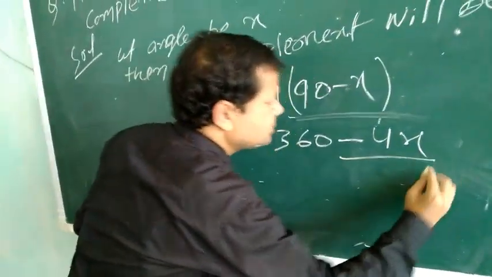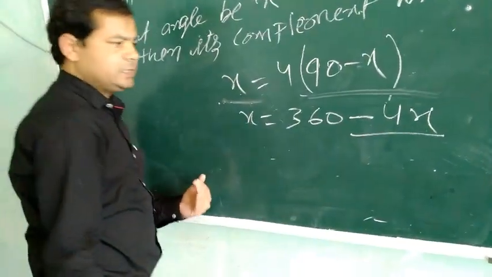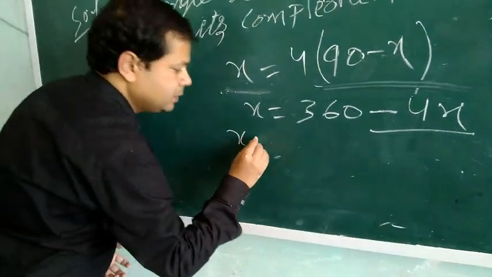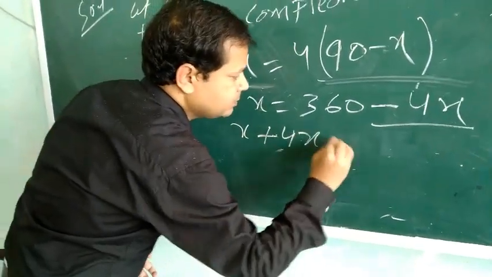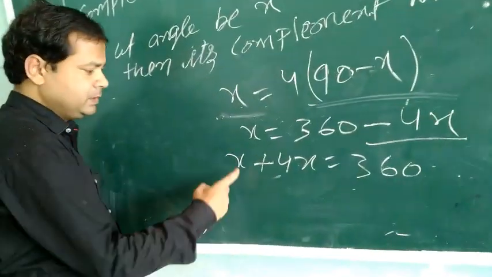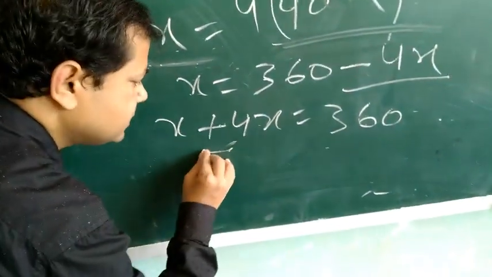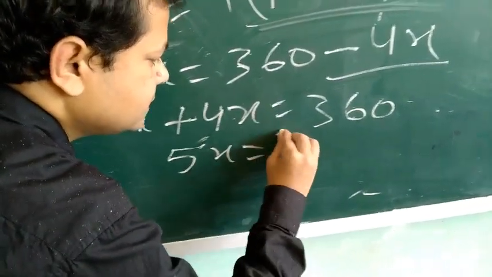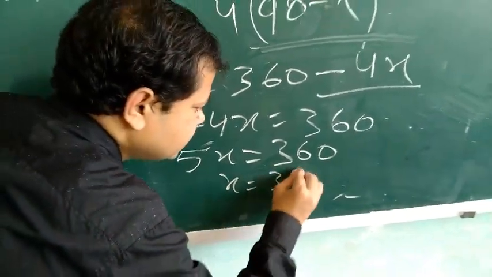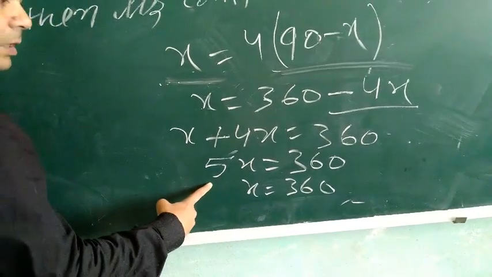Now transpose minus 4x on the LHS. What does it become? x, and minus 4x becomes plus 4x. So this equals 360. Now add both of them, x plus 4x becomes 5x. 5x equal to 360. So x will equal 360, and it is in the multiply form.